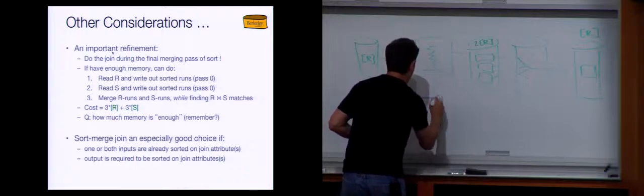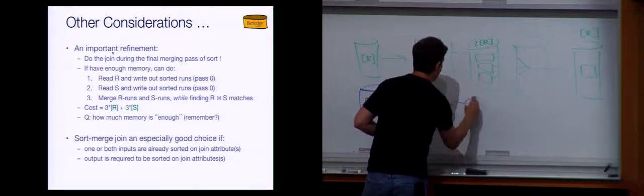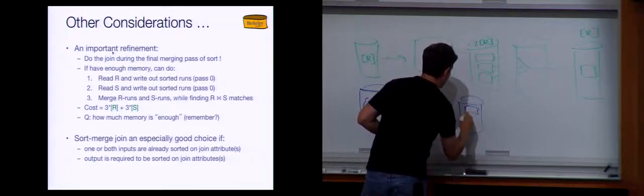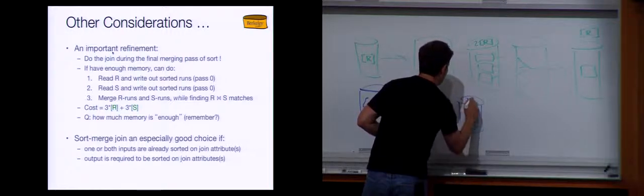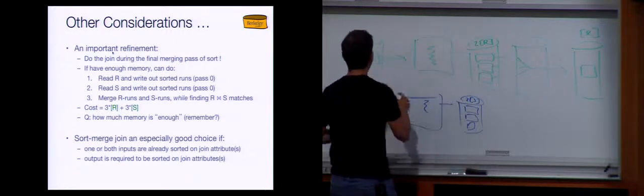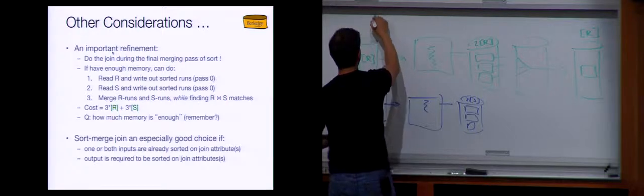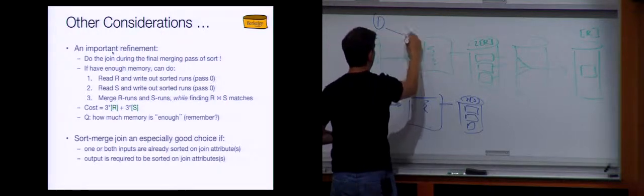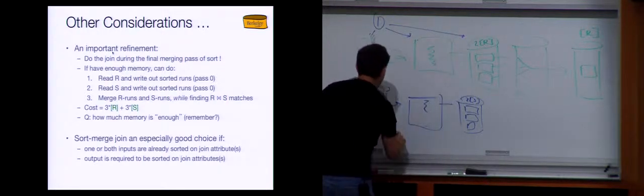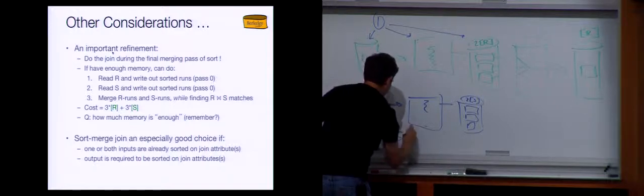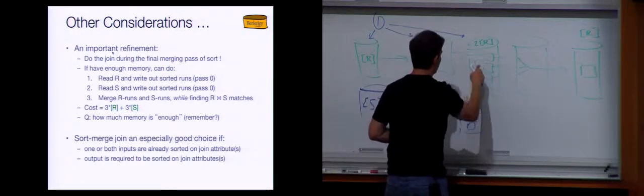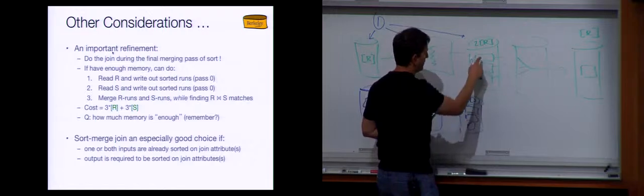Bring it into memory, sort it, write it into partitions. We might do this as number 1, do this, and then this, and then this. We might do this as number 2, do this, and then this, and then this. Now we've got this into partitions on R, this into partitions on S.